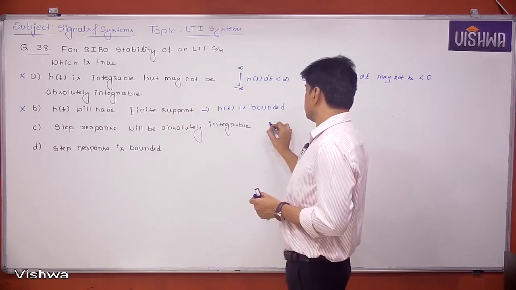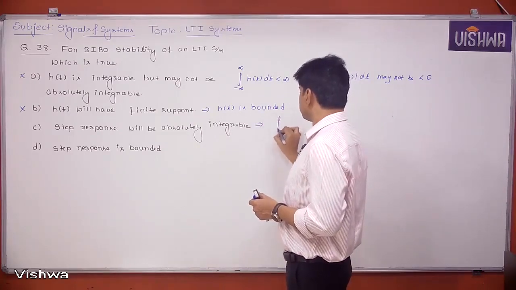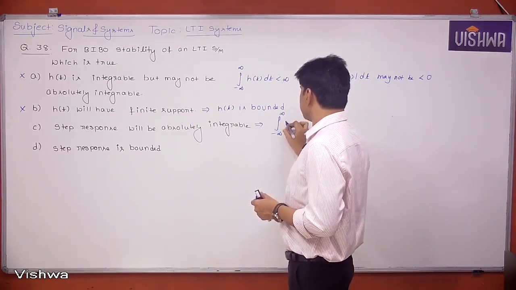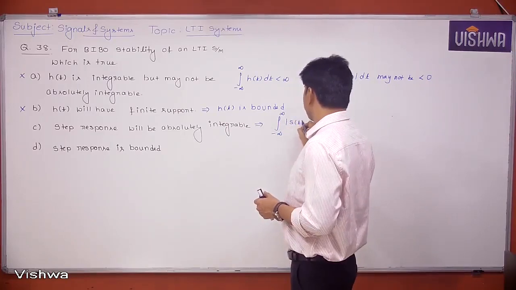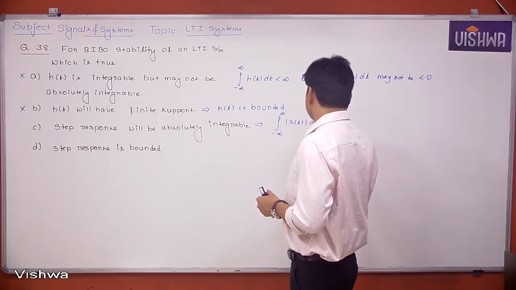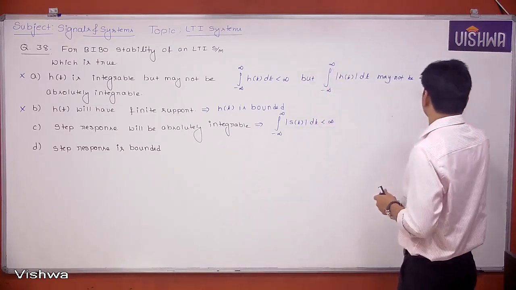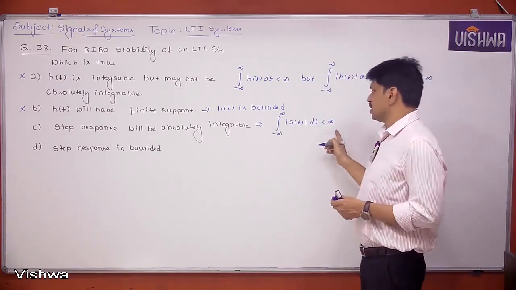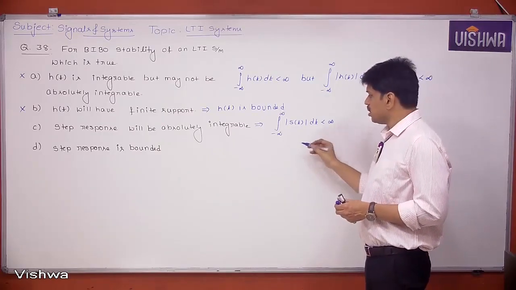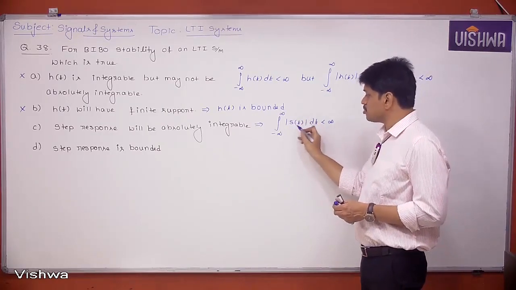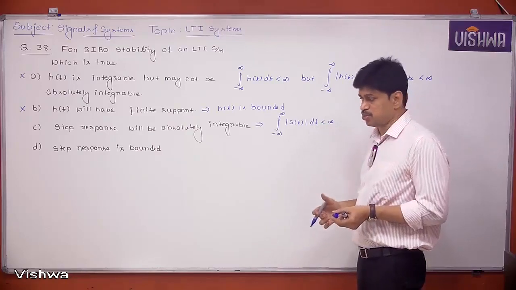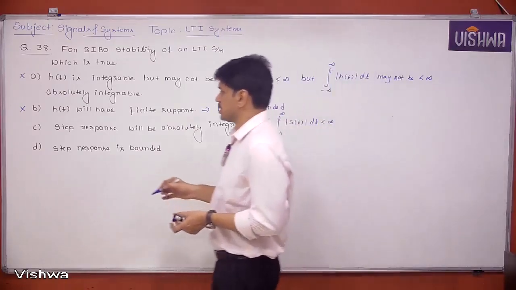Step response will be absolutely integrable. That means what they said, integral from minus infinity to infinity of mod s of t dt less than infinity. That's what they are saying. But here we require h of t, that means the impulse response has to be absolutely integrable, not the step response. So this is also not correct.